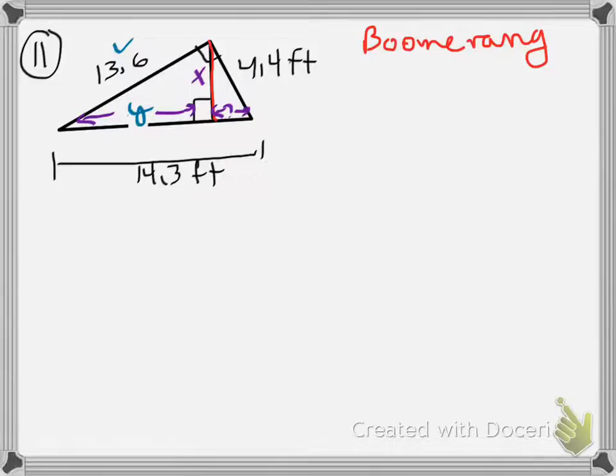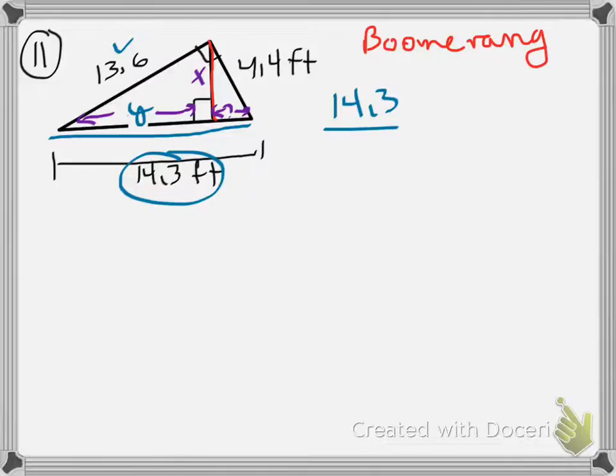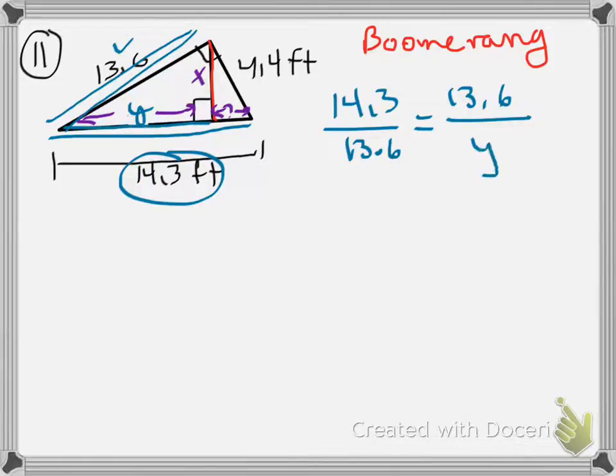So let's do it. We got the right color. We go across here, and that's this whole distance, so I'm going to write 14.3 over. Now, you know you want to put the Y down, but don't this time. Not yet. Then we go up this side and get 13.6. Then we go down that same leg and get 13.6 in our other fraction. And then I come back and get the length of Y. If you look at it, it goes like this, like this, like this, and comes back. That kind of looks like a boomerang. That's why it's called that.